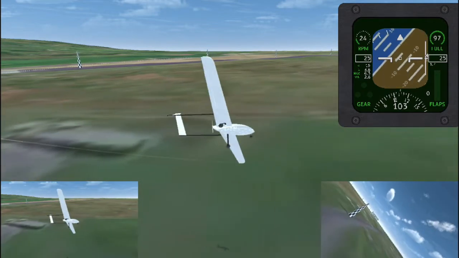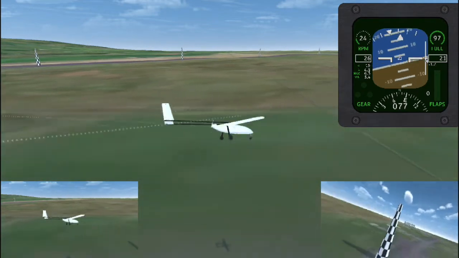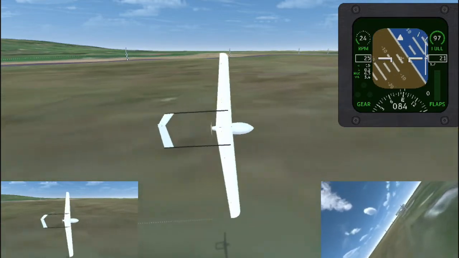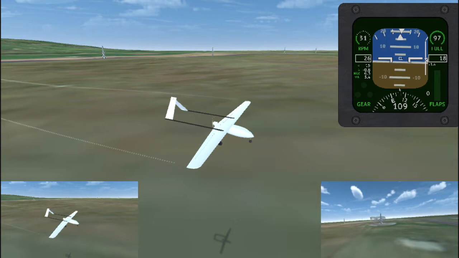Here the sensitivity of the controls was validated again in order to fly as close to the cones as possible and pull up at the right moment, continuing on with the flight plan.